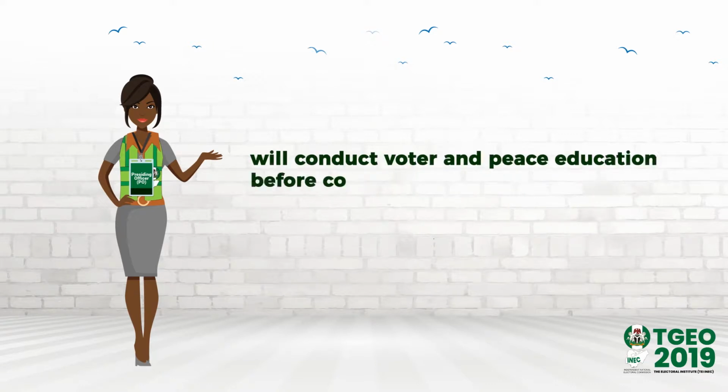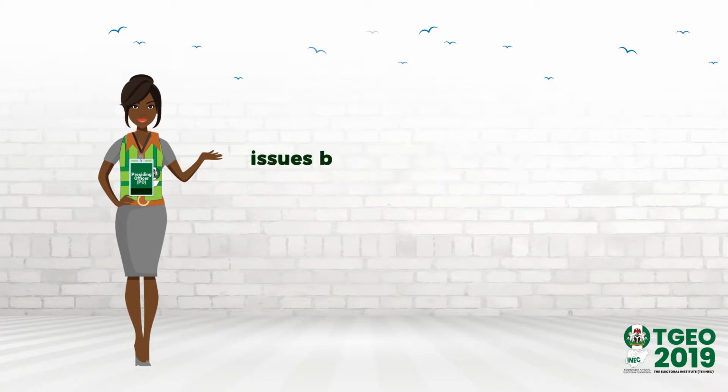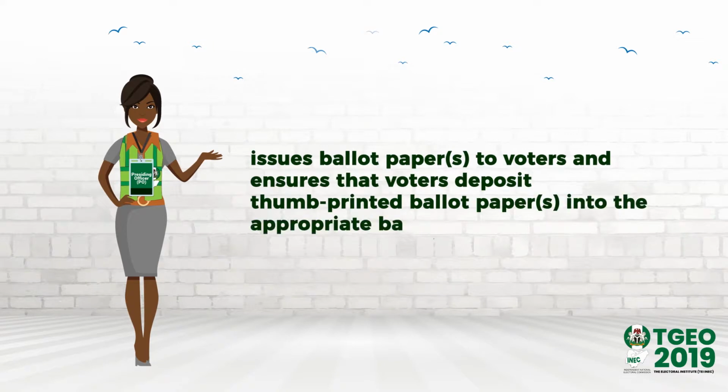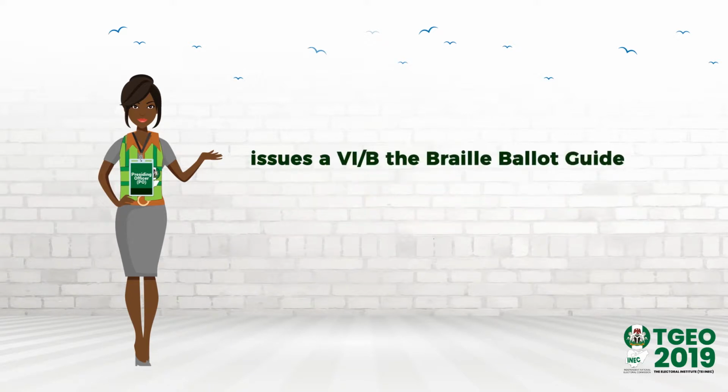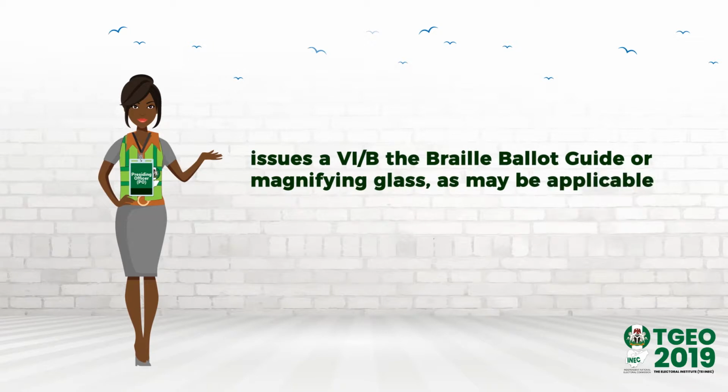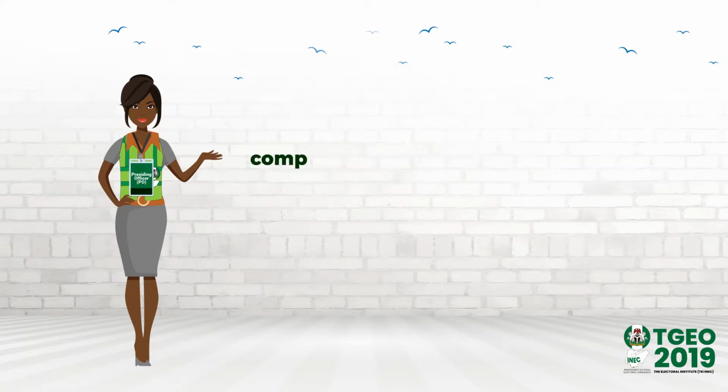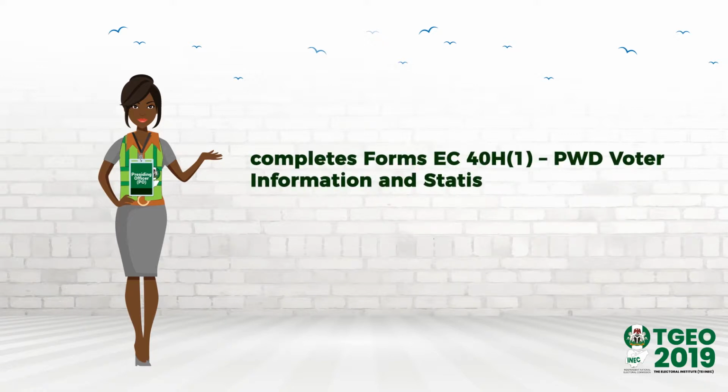Will conduct voter and peace education before commencement of poll. Issue ballot papers to voters and ensure that voters deposit thumb-printed ballot papers into the appropriate ballot box. Issue visually impaired, blind, VIB, the braille ballot guide or magnifying glass as may be applicable. Complete Forms EC40H1, PWD Voter Information and Statistics.